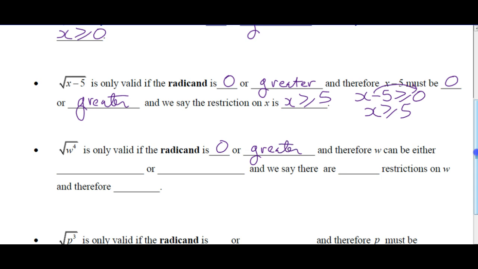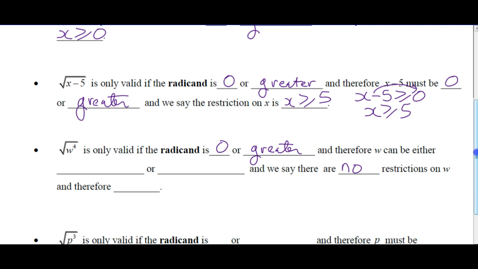And therefore w can either be negative or positive, right? But if you're raising it to the 4th power, what are you going to get? If I take a negative and raise it to the 4th power, I get a positive. So this will always be defined, so there are no restrictions on w.